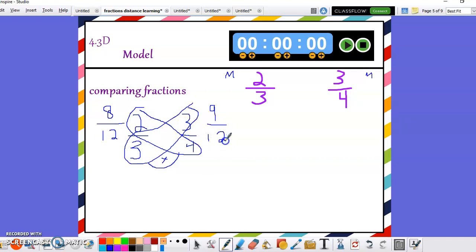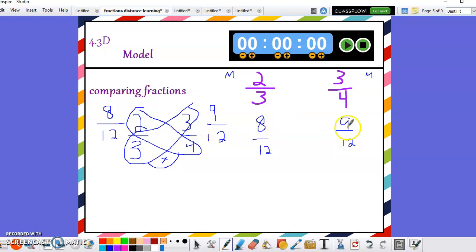And just to make sure that I know which one is which, 8 twelfths is equivalent to 2/3, so I'm going to put that here. 8 twelfths is equivalent to 2/3, and 9 twelfths is equivalent to 3/4. So now I have two new fractions with a common denominator. Now I need to compare.